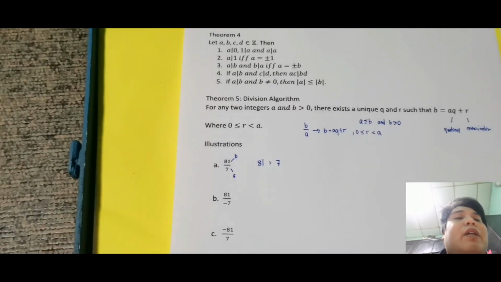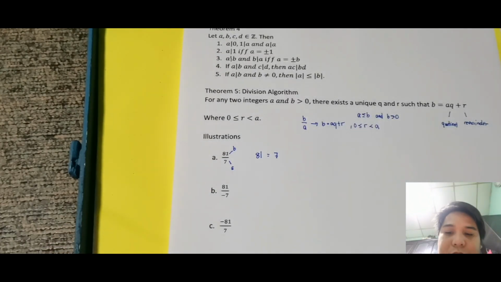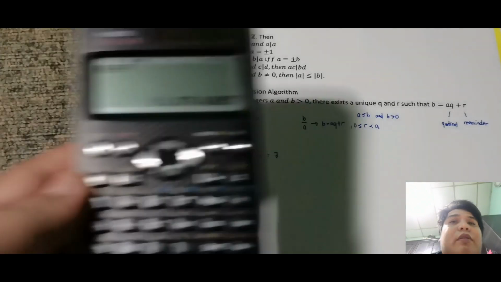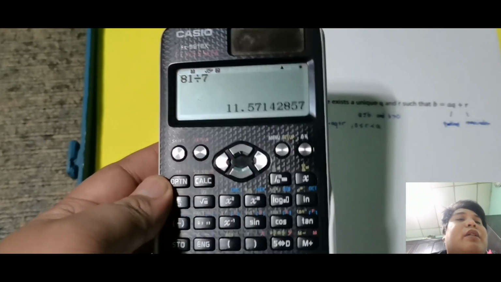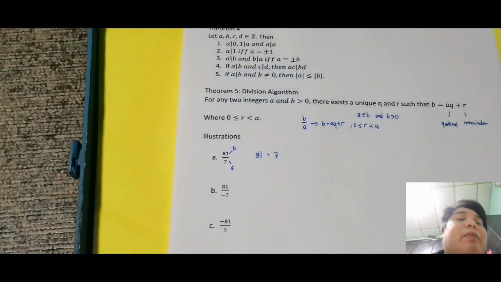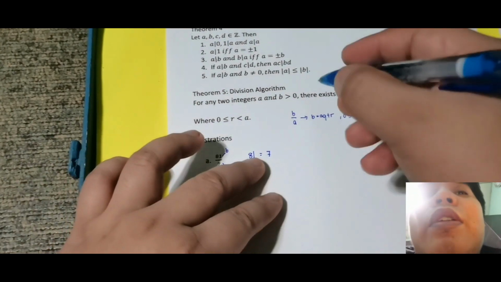Okay, so paano gagawin dyan? So, punta sa calcu, gawin ko 81 divided by 7. Okay, so 81 divided by 7 is 11 point something. So, ang kukunin ko yung 11 lang.